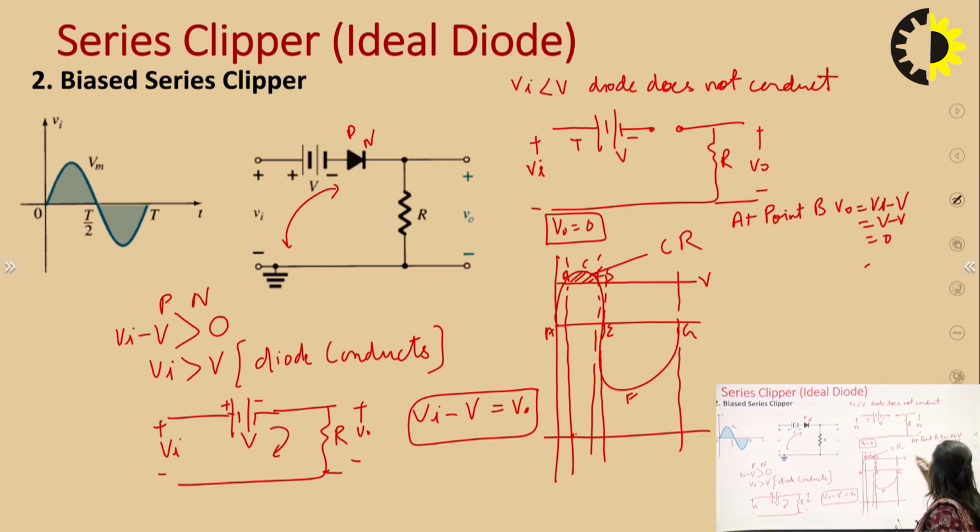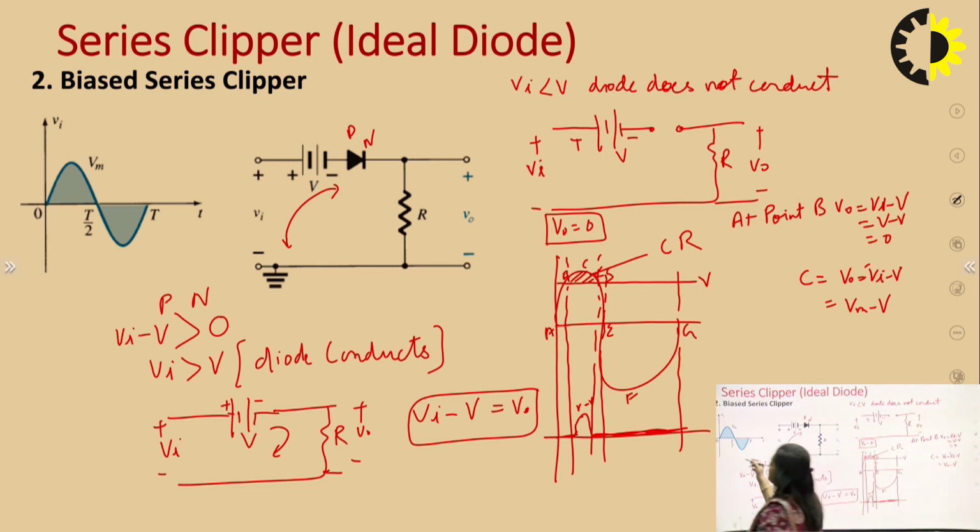And at point C, V naught would be equal to Vi minus V, that is Vm minus V. So this is Vm minus V. And in another region the diode is not conducting, so there will be a 0 output here. Its waveform would be like this.